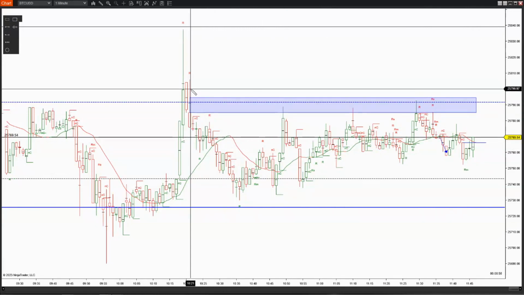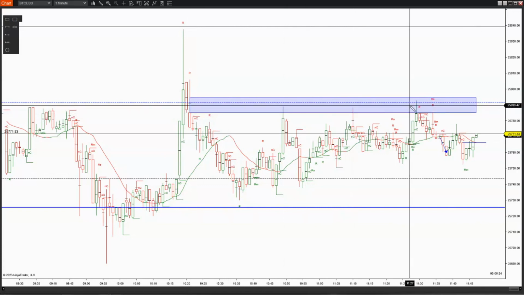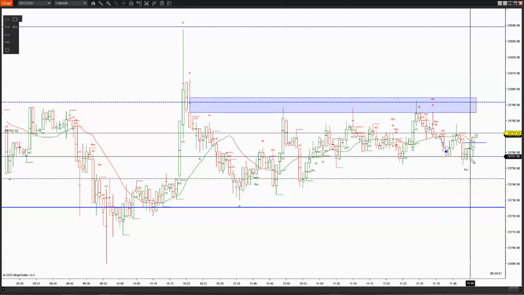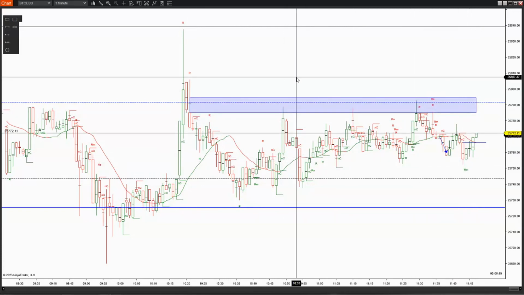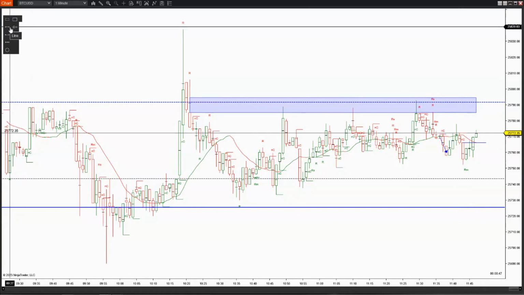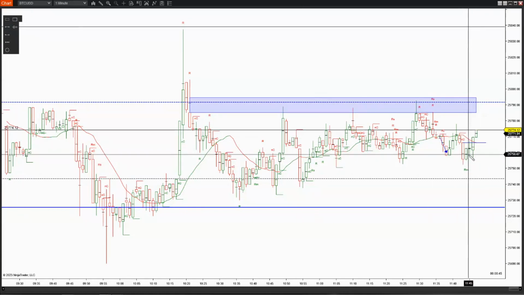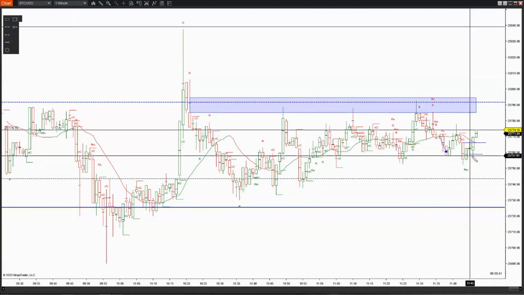They didn't want to close above it. The second one lower, second one lower, second one lower. They didn't want to close above. So we got an RM, so they're rejecting the mid of the current bar. And this is only going to last about 15 minutes. So rejecting the mid of the current bar.